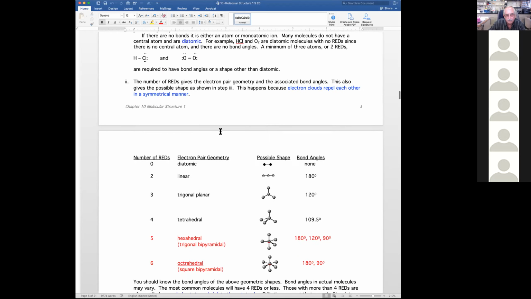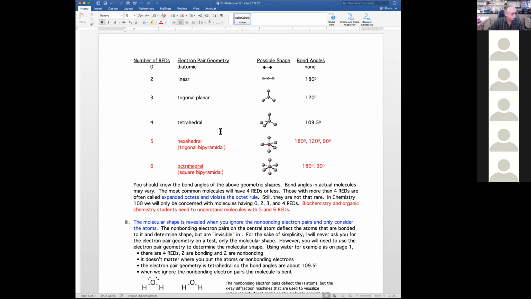So then getting the shape. Let's think about the shape for a minute. What would you say this one is? Where's the central atom? Well, there is none. So there are no regions of electron density around the central atom because there's no central atom. This is just 2 atoms bonded together, so it's called diatomic, and there's not even any bond angles.